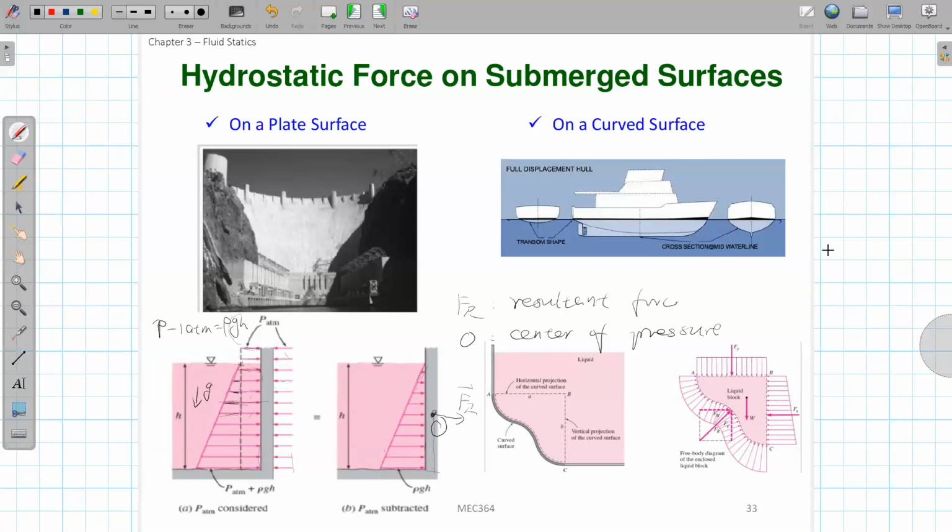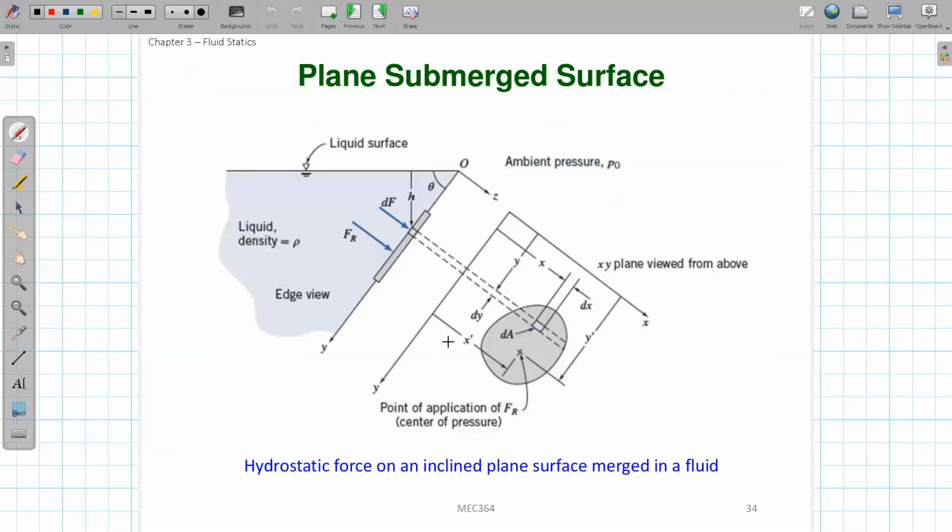Okay, and how do we do that? So we have our two tasks, right? Task 1 is to find this resultant pressure force. The second is to find where this center of pressure will be, so that we can reduce all these different pressures to a single force on a point. So how do we find that?